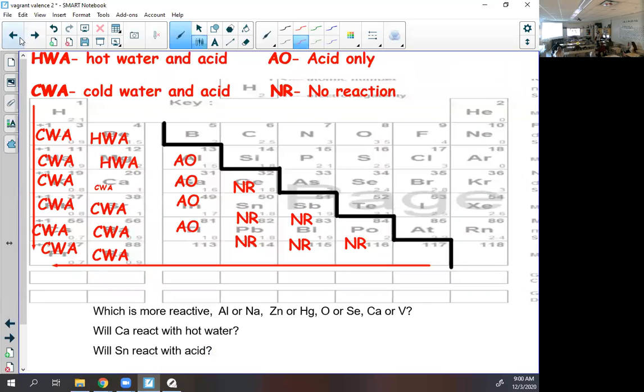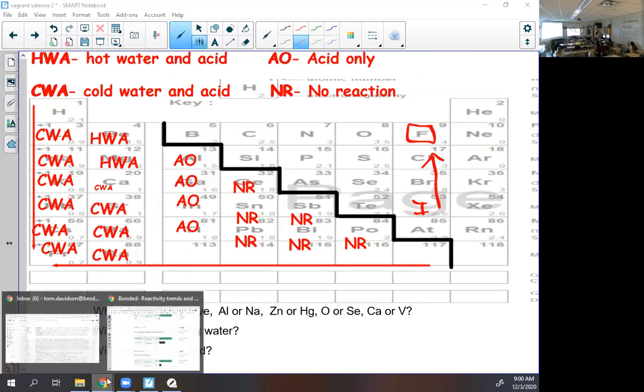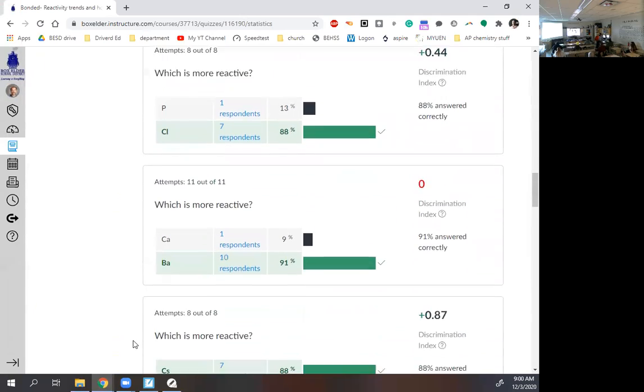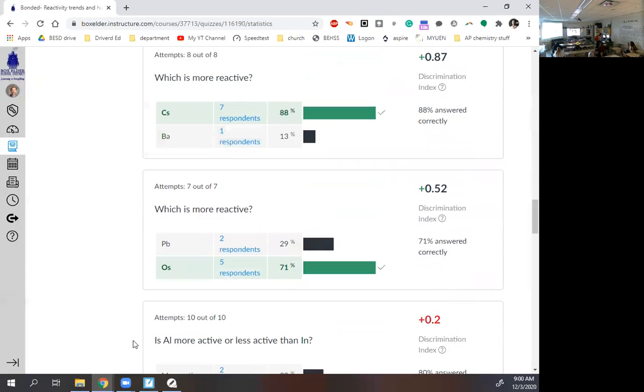I think I have it right here. This is a better one I made a few years ago. Since F is here, iodine is here, the arrow points up, fluorine would be more reactive. I went in this morning and thought I changed all the symbols, and I did that, but I forgot that one, but we'll be all right.